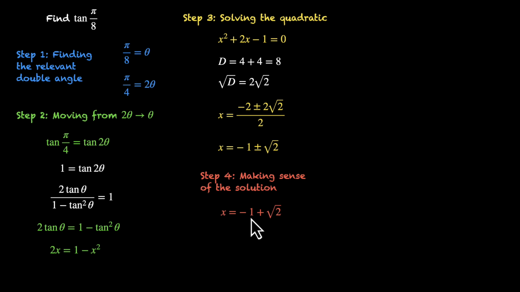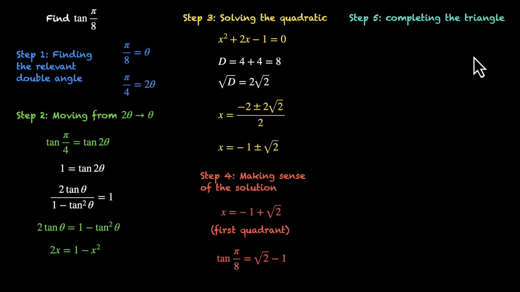The correct value is minus 1 plus root 2. This gives us a positive value. So tan pi by 8 is minus 1 plus root 2, or root 2 minus 1, because our angle is in the first quadrant. So tan pi by 8 is root 2 minus 1. So this is how we have moved from tan 2 theta to tan theta. And now that we know the value of tan, we can figure out the value of sine and cos.